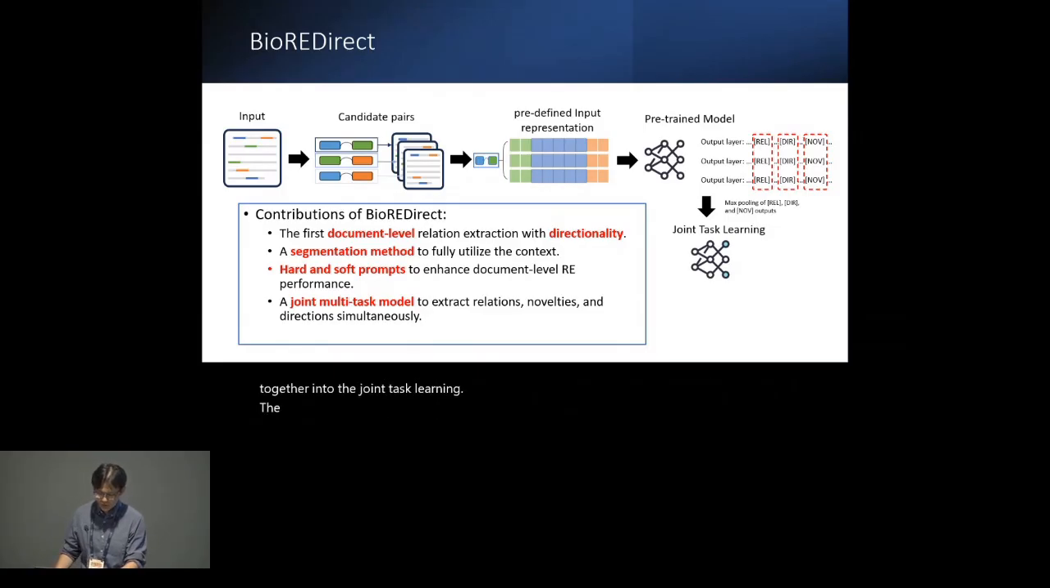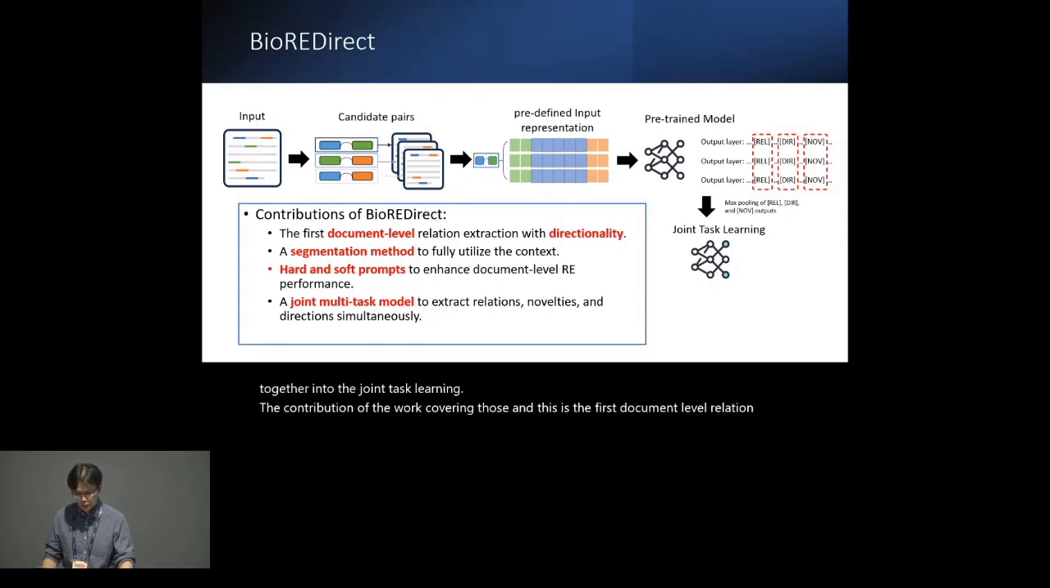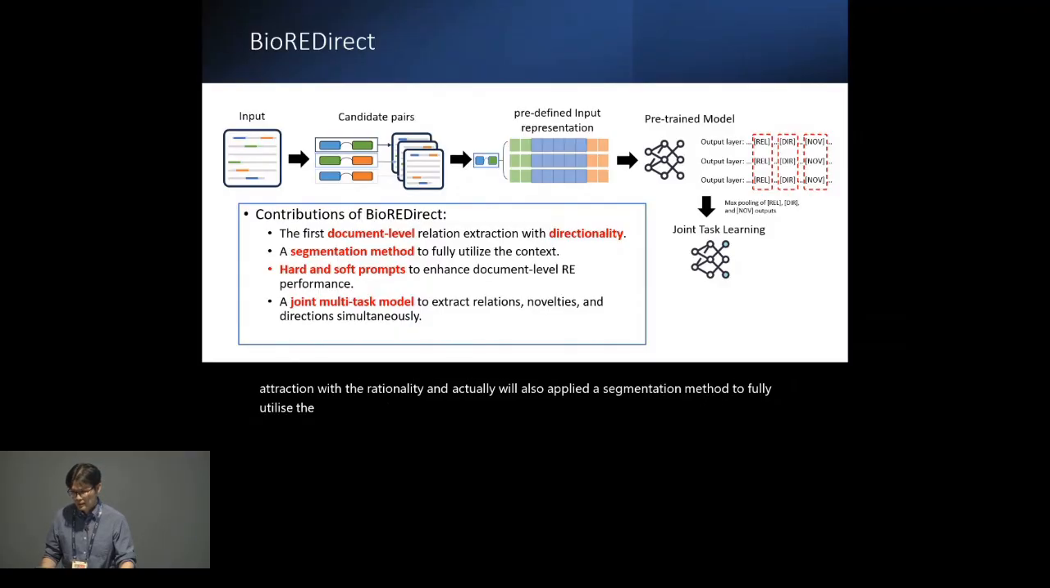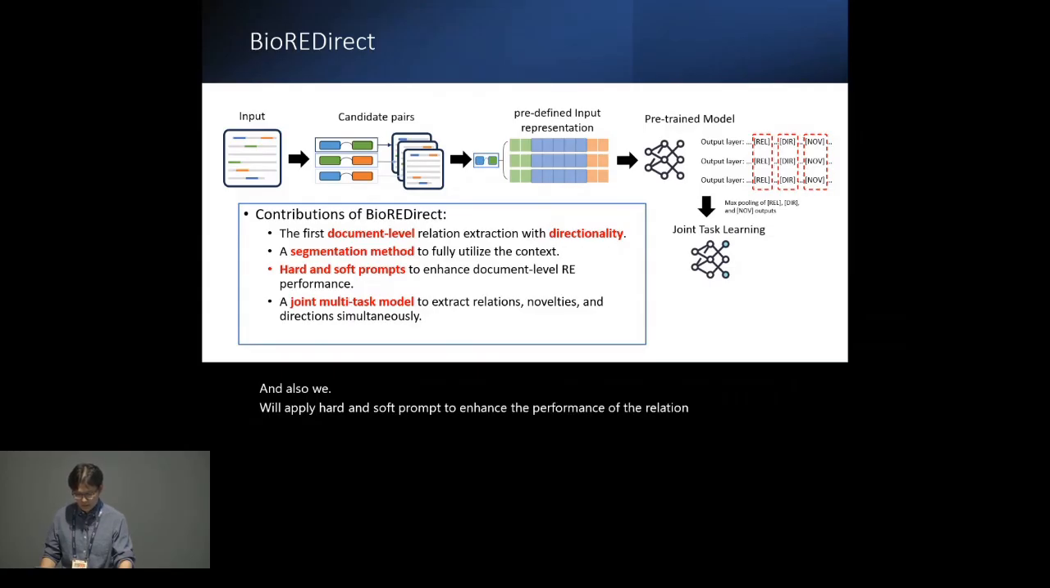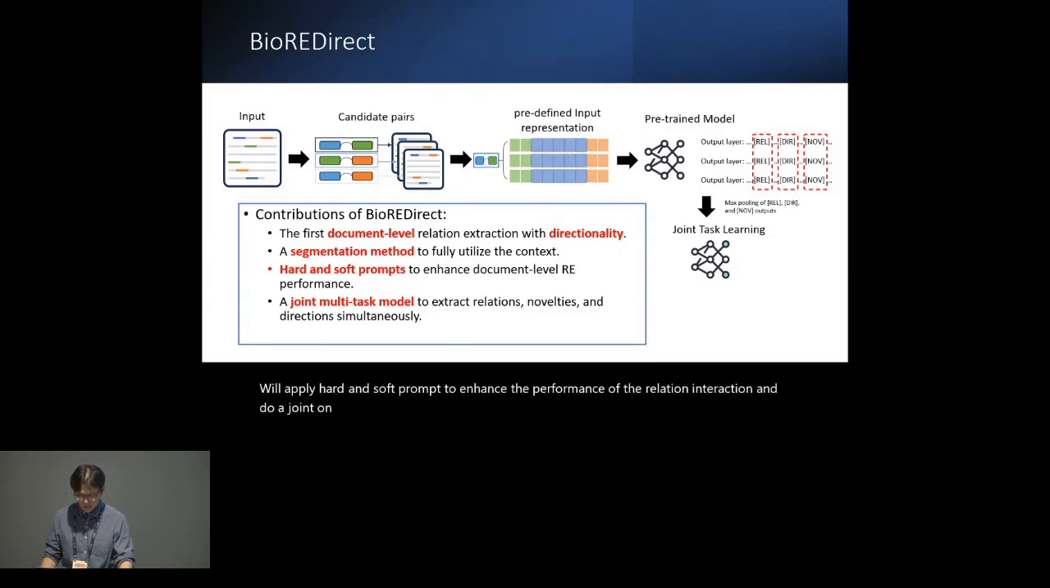The contribution of this work is that this is the first document-level relation extraction with directionality. We also applied a segmentation method to fully utilize the context, because we expect the method to be applied not only to abstracts but also to full text, where some paragraphs can be extremely long. We also apply hard and soft prompts to enhance the performance of relation extraction, and do joint multitask learning to extract the relation, novelty, and directionality simultaneously.